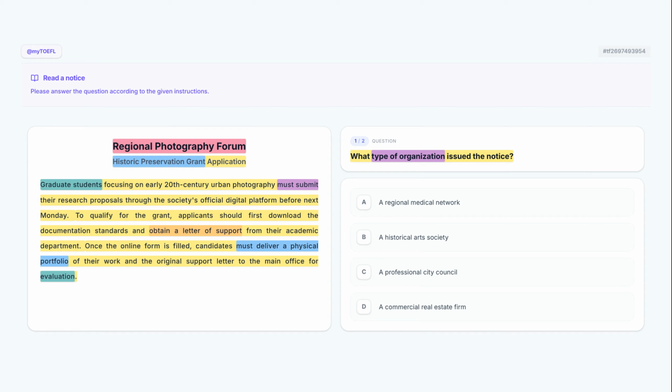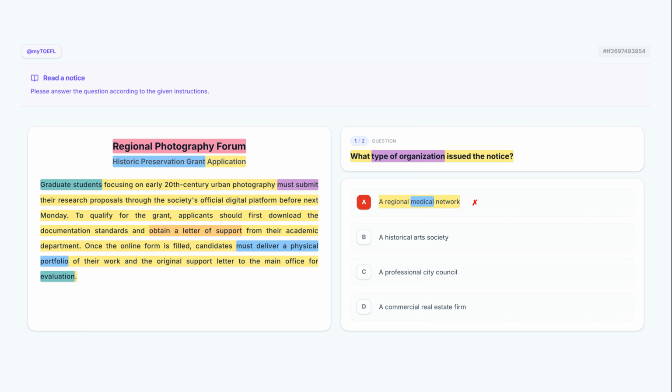Let's take a closer look at option A, a regional medical network. While the title includes the word regional, there is no mention of health or medical services anywhere in the text. This is a distractor that uses a familiar word from the title, but applies it to the wrong industry, so we can eliminate it.